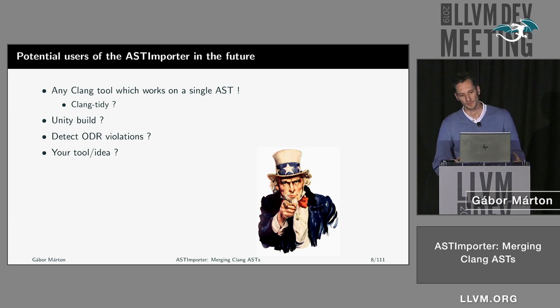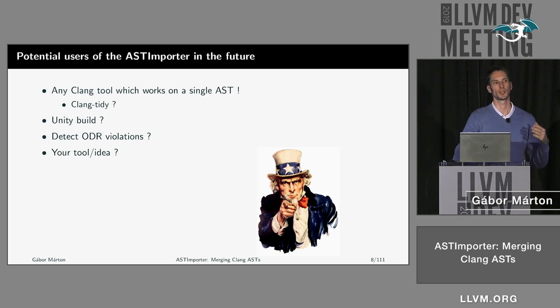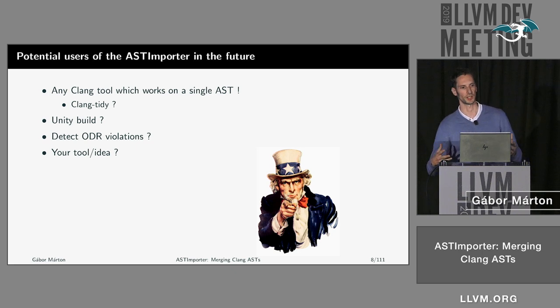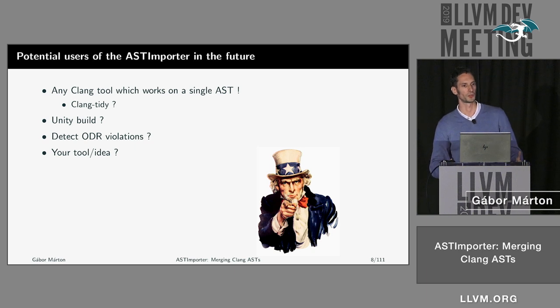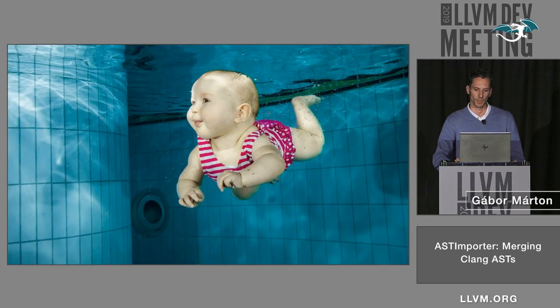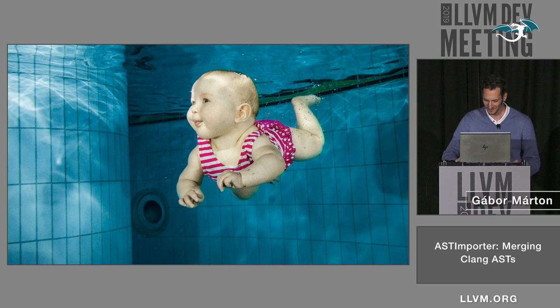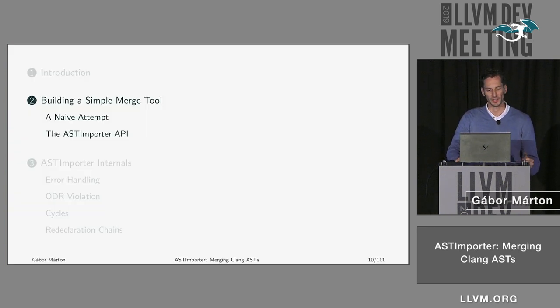Actually, there are potential future users of this library, I believe. Every tool could use the AST importer which eats an AST produced by the Clang parser. As we did a natural extension of the Clang static analyzer to use multiple translation units, I think that would be possible to do with Clang Tidy. So let's dive in. Let's try to build a simple tool that utilizes this library.